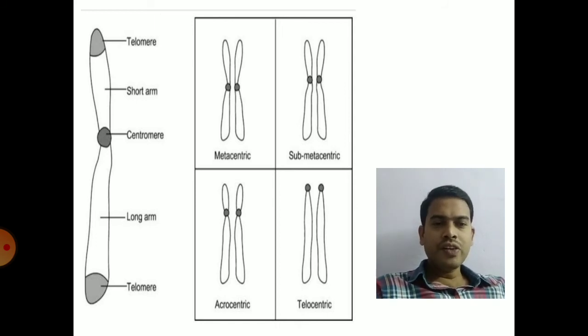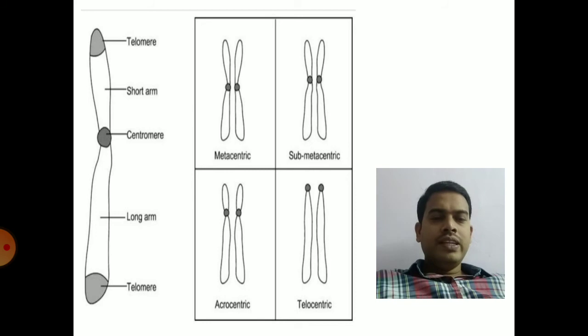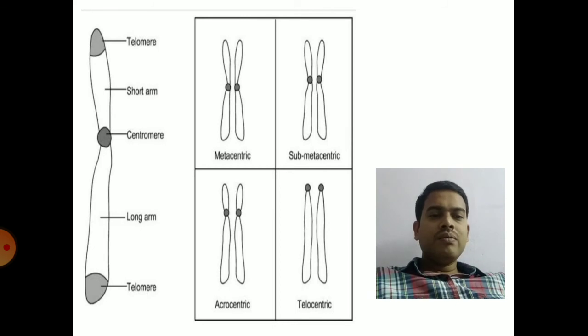In general, the age of the cell also depends upon the telomere size. The younger cells will have longer telomeres. The older cells' chromosomes will have shorter telomeres. So telomere length depends upon the age of the cell.